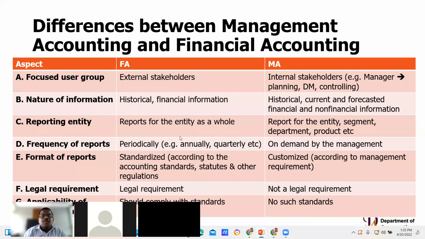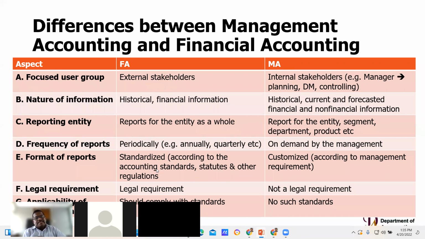Then frequency of reports: basically, we prepare them annually, or quarterly if the Colombo Stock Exchange requires it. And also here, on demand. When management asks, we have to provide management accounting information. When the marketing manager is asking for product-wise profitability analysis, product A, product B, product C, product D, we have to give it. That is on demand.